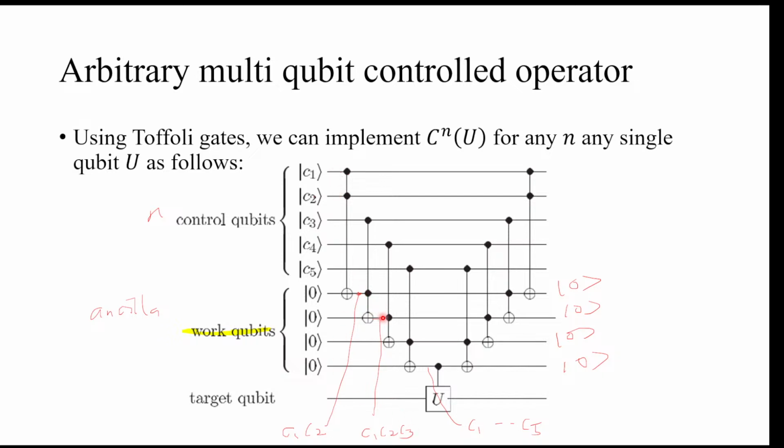And this point is 1 if and only if C1 and C2 are 1. So this is C1, C2, C3, and so similarly, and this thing will be C1, C2, C3 all the way to C5. So this will be 1 if and only if all 5 of them are 1. Okay. And so if and only if all 5 of them are 1, this controlled unitary actually happens, and you apply the unitary here. And to avoid decoherence of the target qubit, we actually need to reset all the work qubits.